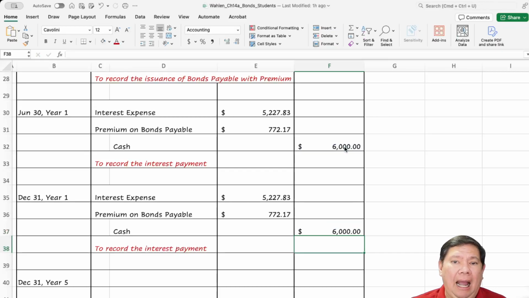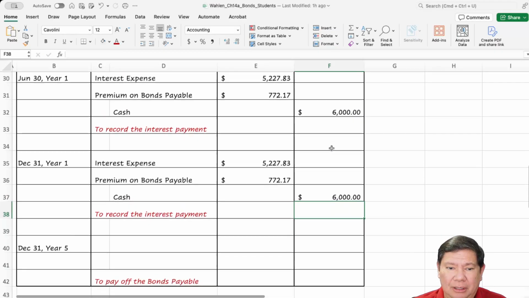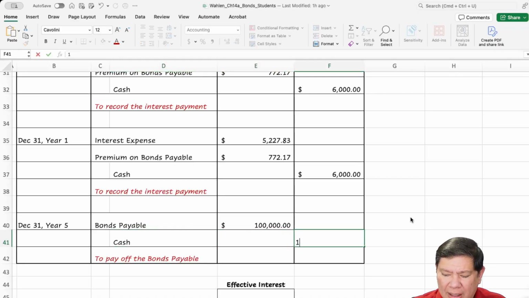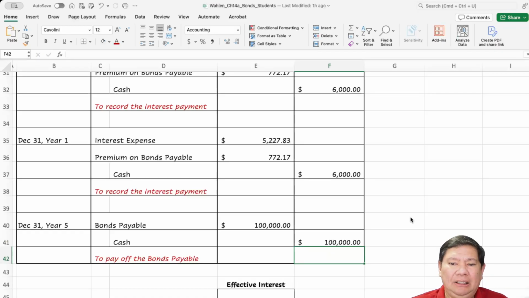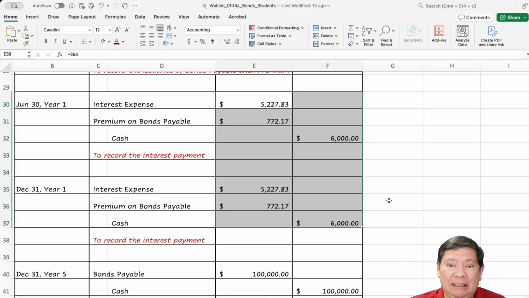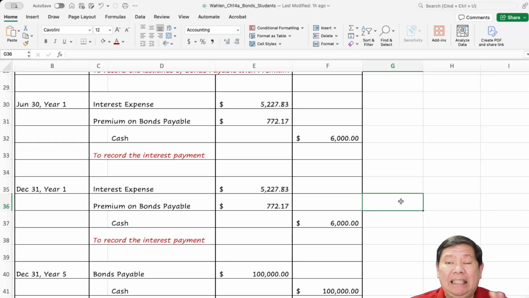At the maturity date, the bonds have gone back down to 100,000, so we just debit bonds payable 100,000, and we pay cash 100,000. So that's how we prepare the journal entries for bonds issued at premium when the premium is amortized using straight line. These numbers are the same for each interest payment, not only these two dates, but every time there's an interest payment.